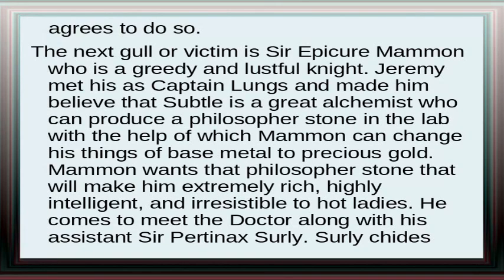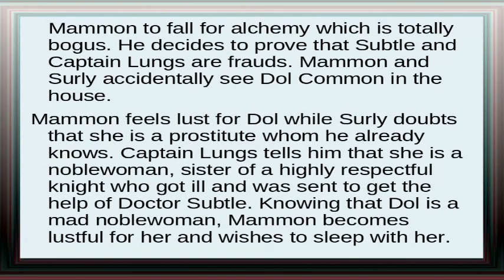He comes to meet the doctor along with his assistant Sir Pertinax Surly. Surly chides Mammon to fall for alchemy, which is totally bogus. He decides to prove that Subtle and Captain Lungs are frauds. Mammon and Surly accidentally see Doll Common in the house. Mammon feels lust for Doll, while Surly doubts that she is a prostitute whom he already knows.